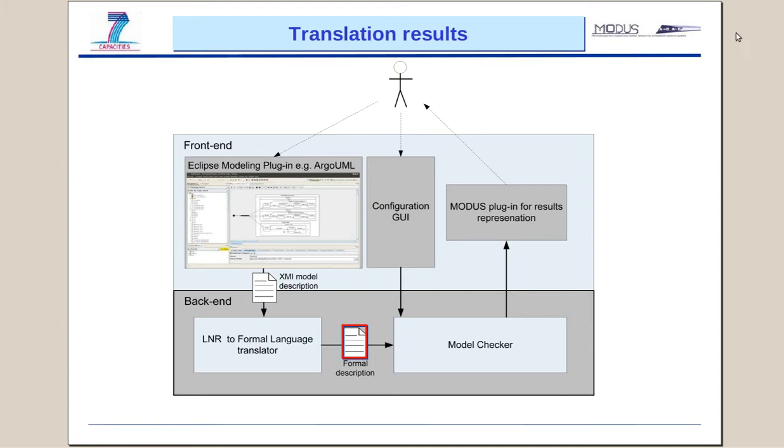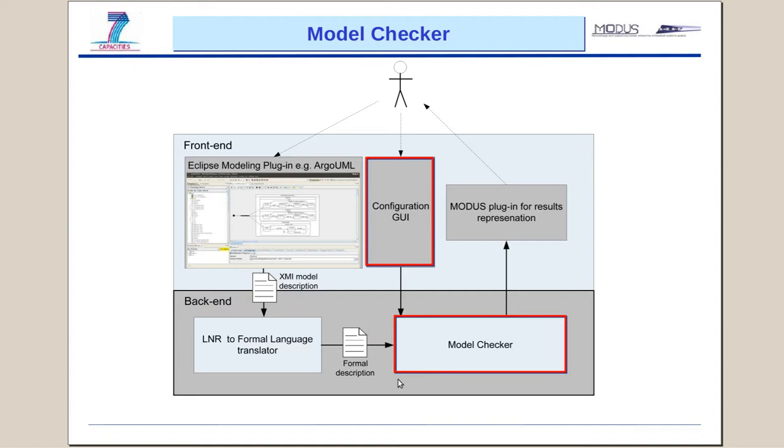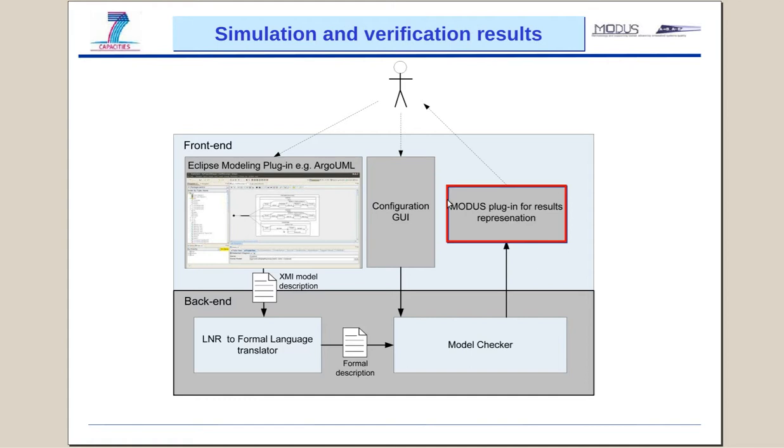With the obtained formal description of the system, we can proceed to the model checker. The model checker we are using is called Spin. Spin is a Promela interpreter, and in our case it's triggered by the Spin Eclipse plugin, which also contains the possibility of configuration of certain Spin properties. At the same time, it can be used for displaying the results of the simulation and verification.